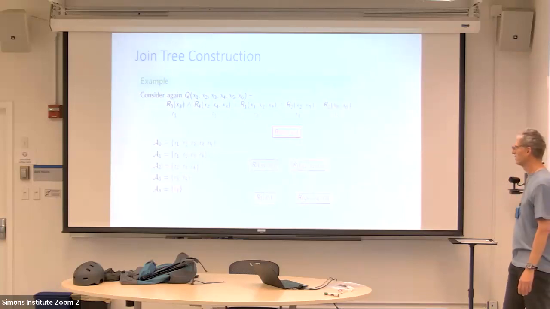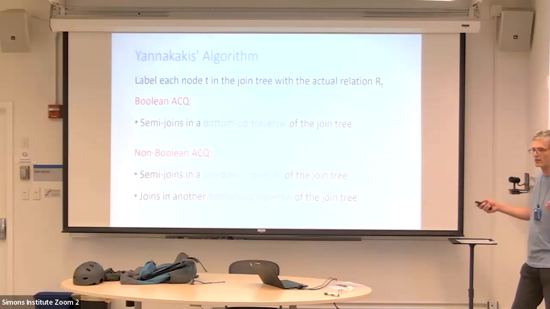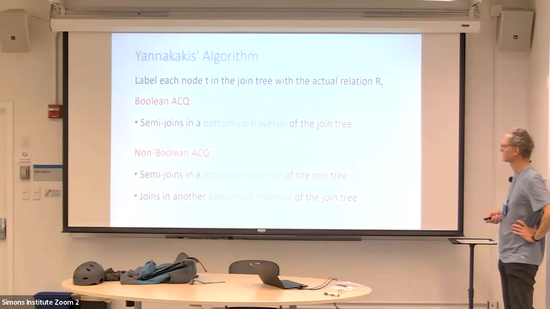Okay. And since we have managed to delete all of the atoms, the GYO algorithm was successful. We have the answer: yes, it is acyclic. And as a side result, we also have the full join tree for that. And how does the Yannakakis algorithm work?